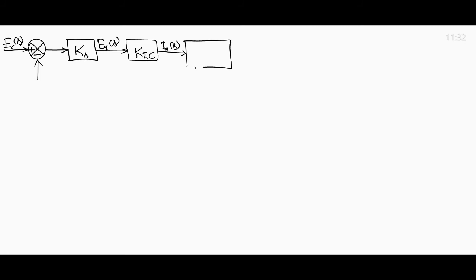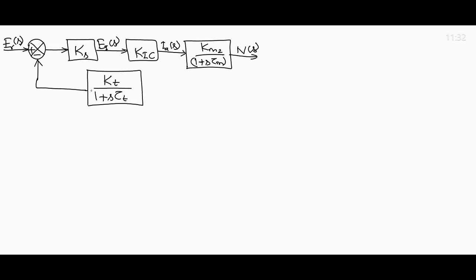Comparator speed reference ERS minus actual speed, then we have the speed controller, gain is Ks, output of the speed controller is the reference current EIS, then we have the block KIC, the approximated transfer function of IAS by EIS, current transfer function, and IAS into Km2 divided by 1 plus S tau m is the speed Ns, and the tacho generator and the filter has the gain Kt and time constant tau t. This is the block diagram of figure 7.